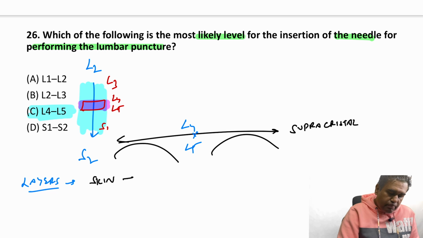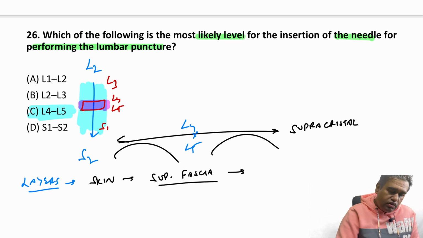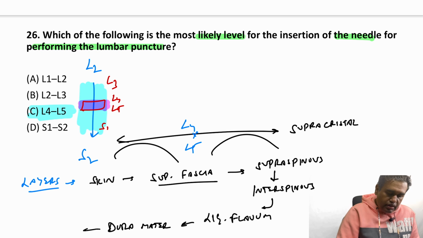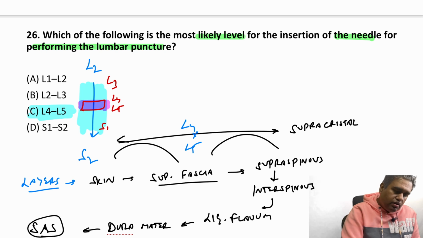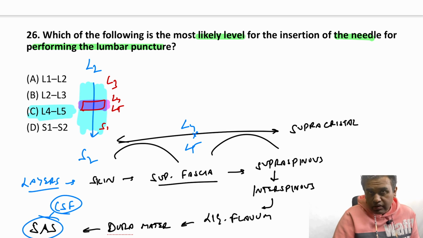Obviously after skin and the superficial fascia, your needle passes through some ligaments which are worth noting. What are those ligaments? Supraspinous ligament, then interspinous ligament, then ligamentum flavum, then you enter into the dura mater, right, and then through dura you enter the arachnoid, and now you are in a subarachnoid space, and you are basically dealing with the cerebrospinal fluid over here in the subarachnoid space.